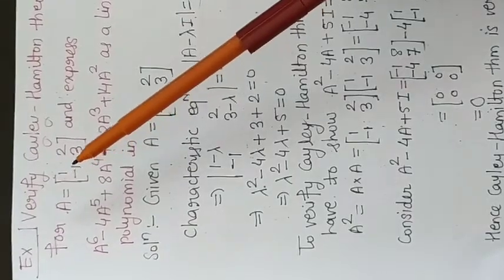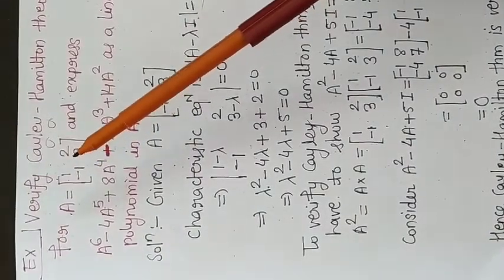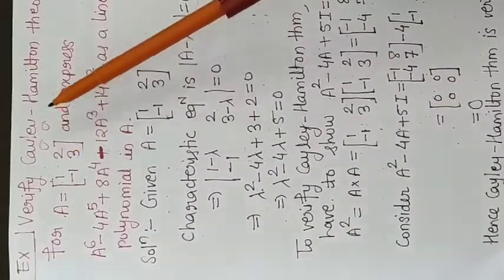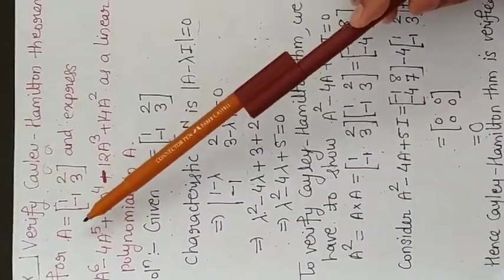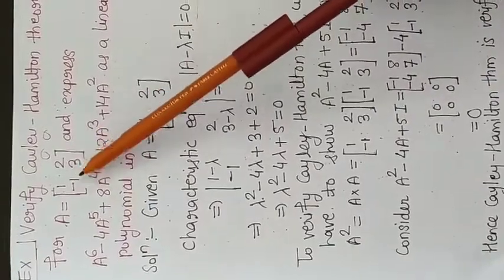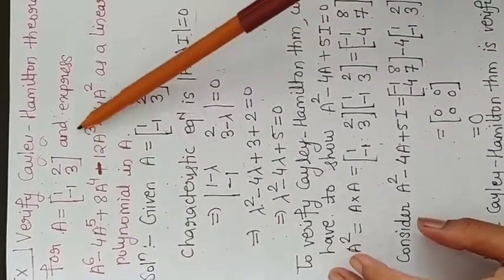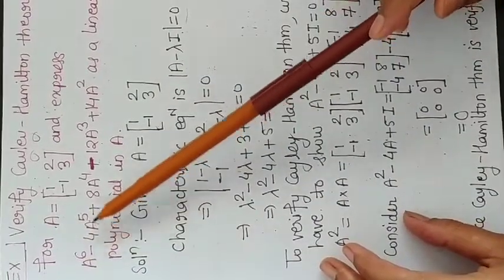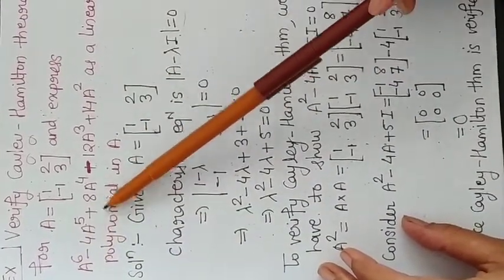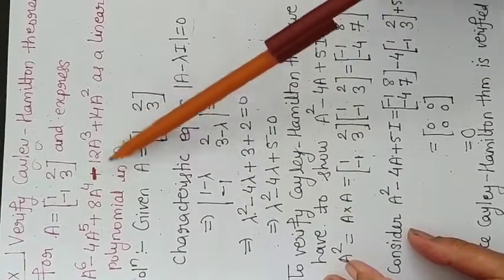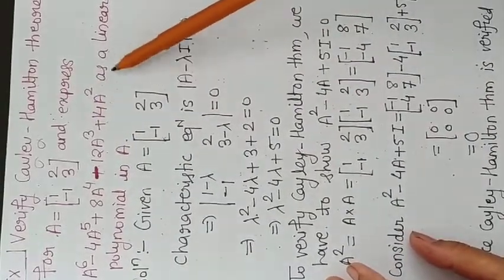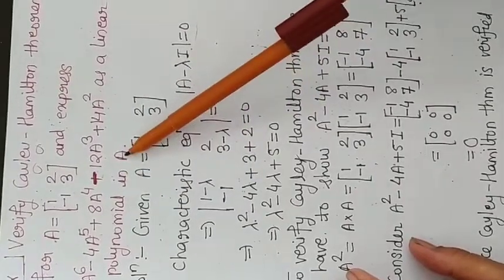Let us discuss some of the important examples on the Cayley-Hamilton theorem. Verify the Cayley-Hamilton theorem for A equal to [1, 2; -1, 3] and express A to the power 6 minus 4A to the power 5 plus 8A to the power 4 minus 12A cube plus 14A square as a linear polynomial in A.